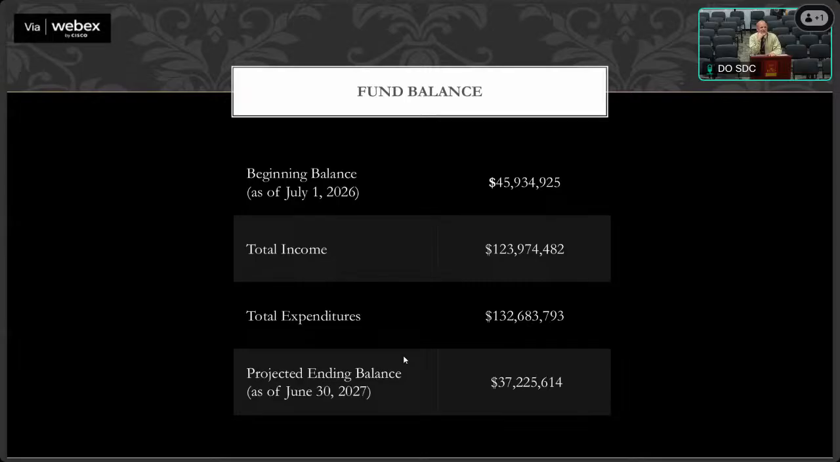So for our fund beginning balance, we did our estimated actuals, and we are projecting that our beginning fund balance for next year will be $45,934,925. With income and expenditures, we have a projected ending balance of $37,225,614.